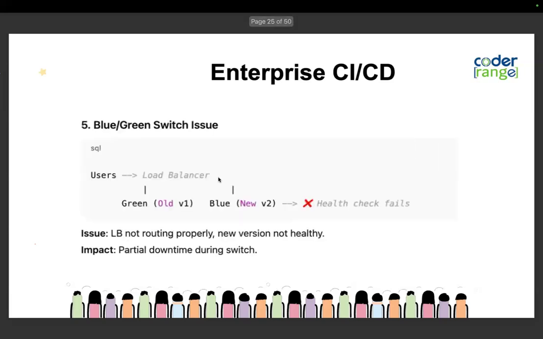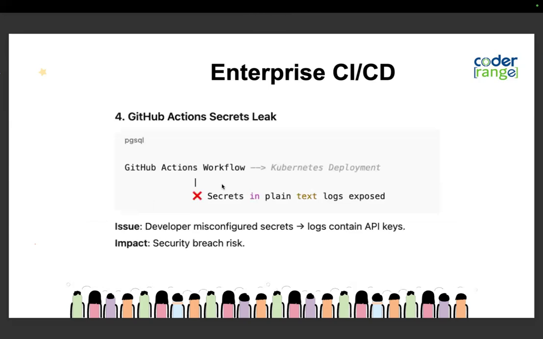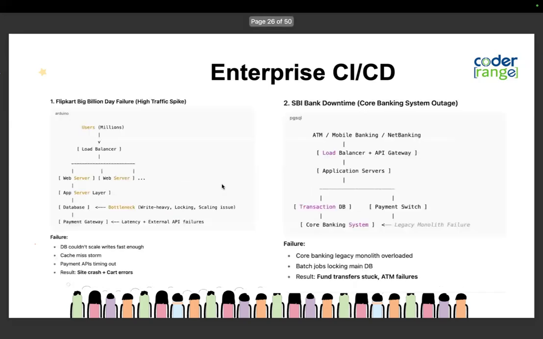The main thing is, in production, the users will come to the load balancer. There are 2 types of deployment running: one is the old version, one is the new version. And the new version is failing. Then the load balancer is not routing properly, the new version is not healthy, and automatically partial downtime happens. This is a real production glitch. When you are working, try to learn these scenarios, because these scenarios happen.